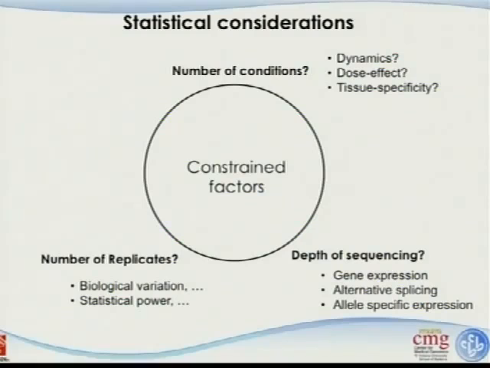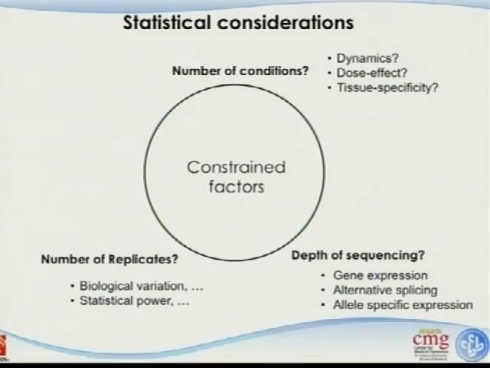So, the statistical considerations. We know that people are really greedy, right? You spend money, you want to get the most out of it. So if you talk to biologists, often they will ask, okay, how many conditions can I do? Can I do 10 conditions? And as I said, hold on a little bit, probably you do 2 conditions and do 1 experiment well. Don't try to profile everything perfectly in a single experiment. Some people want to study dynamics, dose effects, or tissue specificity, so they really do a lot of things.